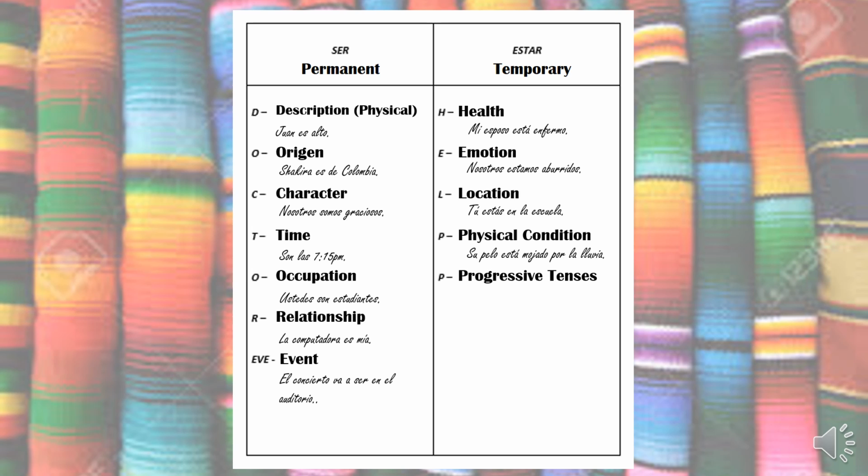We also use estar for progressive tenses, to talk about something that is ongoing, something that is in progress right now. Like, for example, ellos están estudiando para el examen. They are studying for the exam. So you have 7 different instances when you would use the verb ser. You also have 5 different instances when you would use the verb estar. Remember that ser is permanent, like a Sharpie marker, and estar is temporary. It's erasable. It's easy to change.